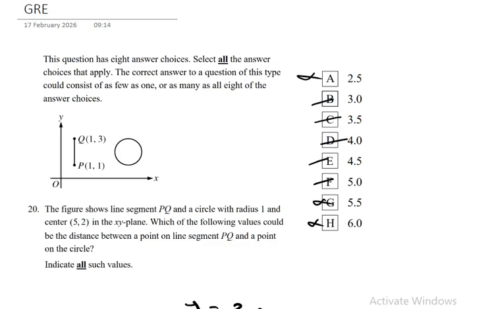Okay, so this is the final conclusion. Minimum distance is 3, maximum distance is 5.12. So any value between 3 and 5.12 is possible. So the correct choices are B, C, D, E and F.